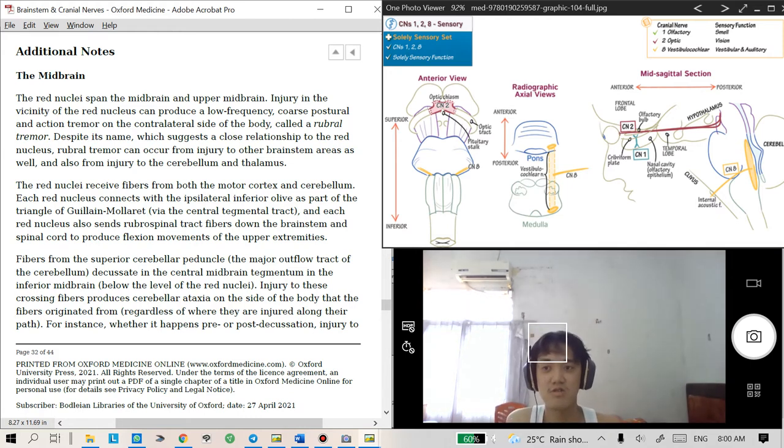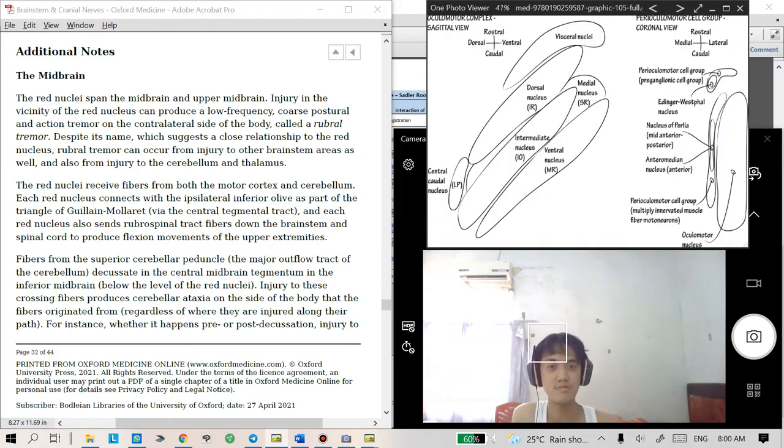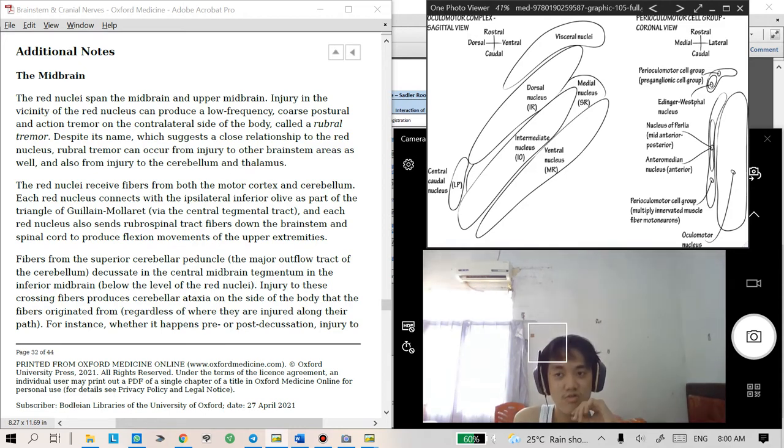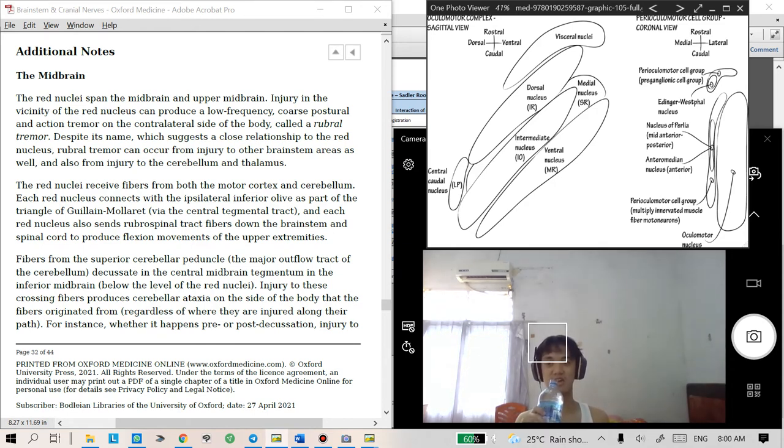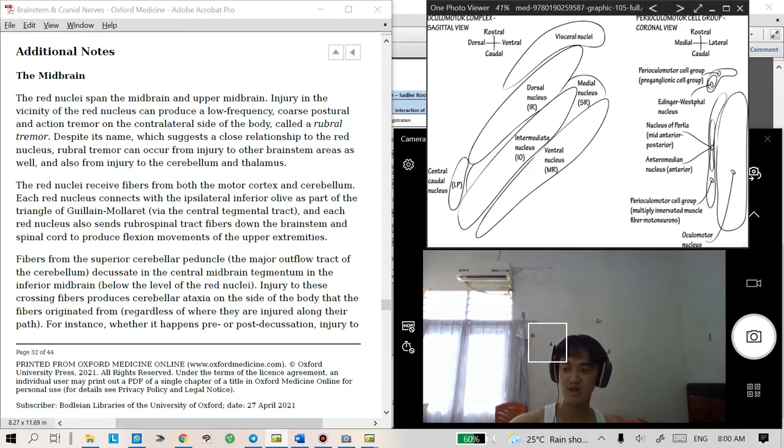Despite its name, which suggests a close relationship to the red nucleus, rubral tremor can occur from injury to other brainstem areas as well, and also from injury to the cerebellum and thalamus. Nucleus ruber receives fibers from both the motor cortex and cerebellum. Each nucleus ruber connects with the ipsilateral oliva inferior as part of the triangle of Guillain-Mollaret, via the central tegmental tract, tractus tegmentalis centralis, and each nucleus ruber also sends rubrospinal tract fibers down the brainstem and spinal cord to produce flexion movements of the upper extremities.